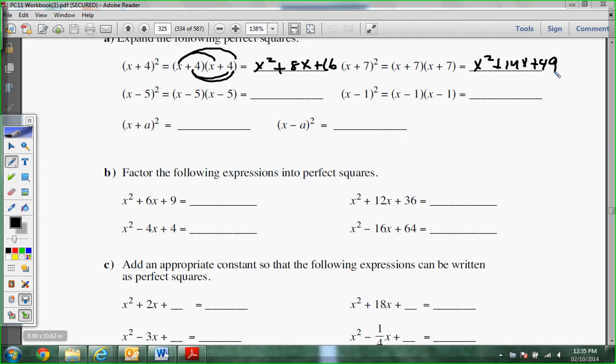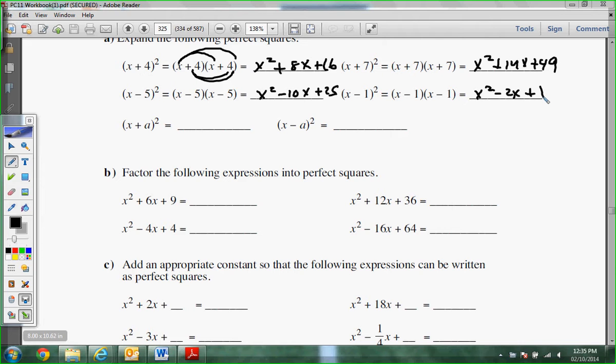Okay, x squared minus 10x plus 25. X squared minus 2x plus 1. And then it wants you to put out what it is in terms of the pattern. Oops, this is the wrong one. So how could you write a general pattern there?